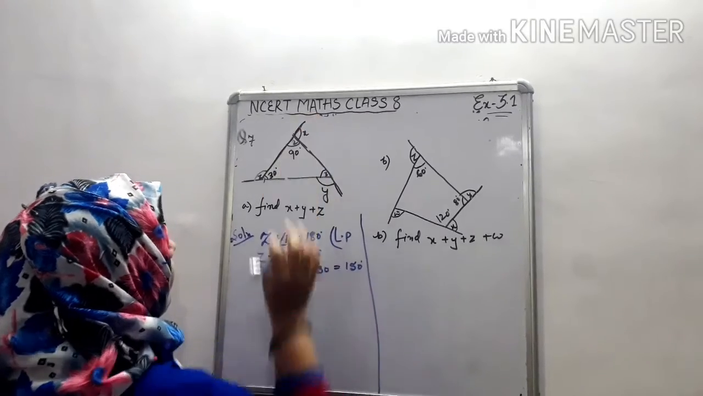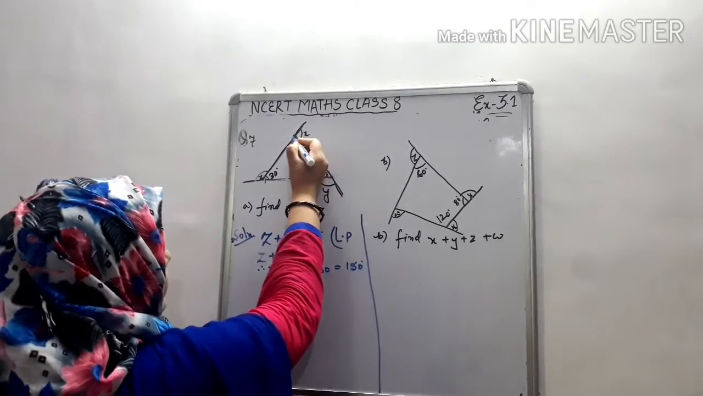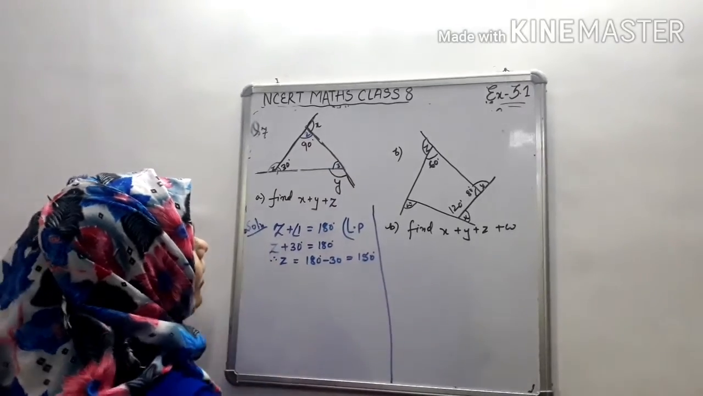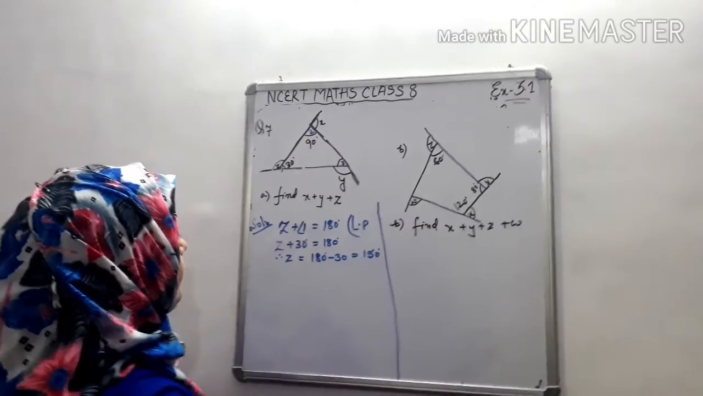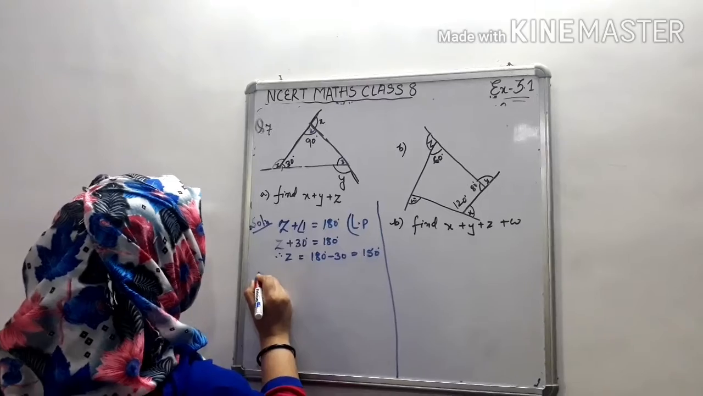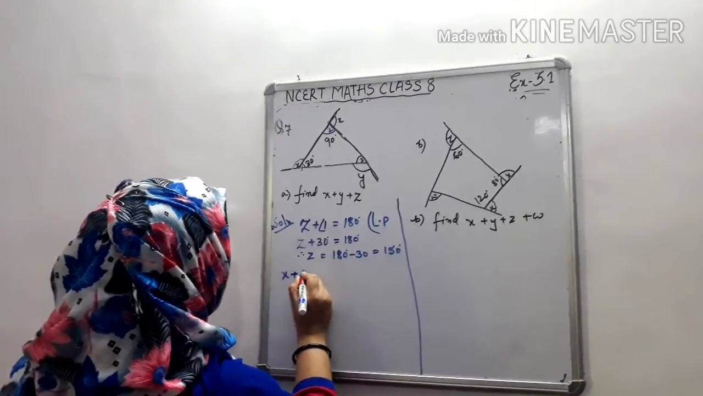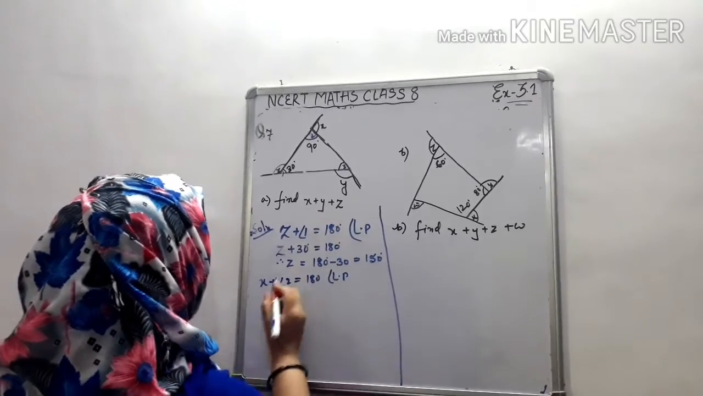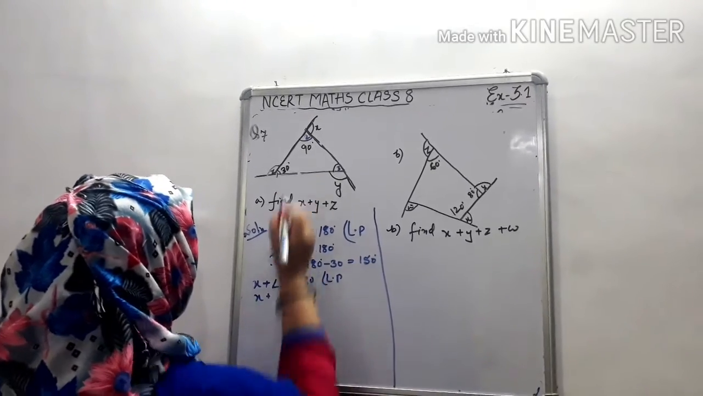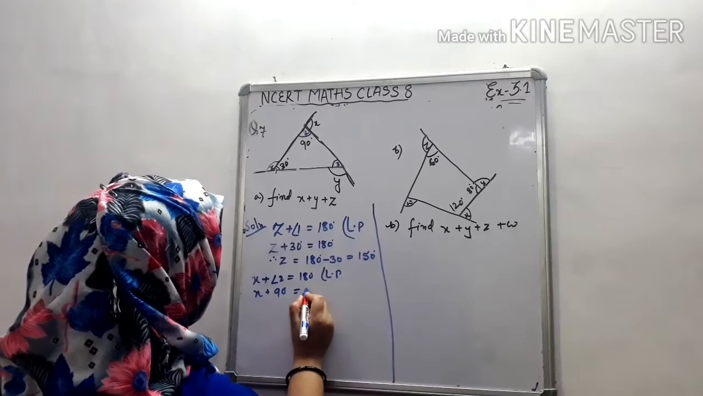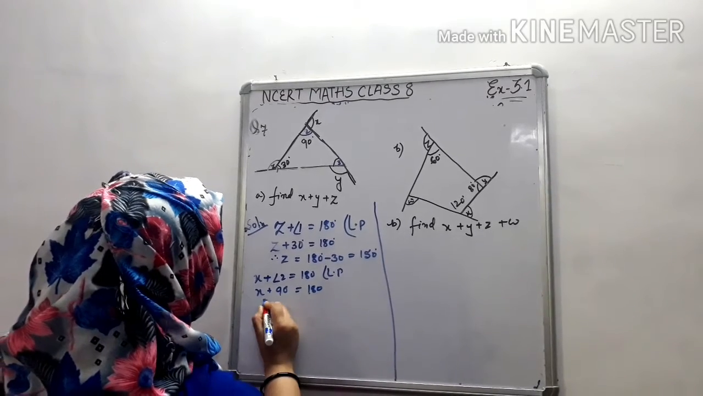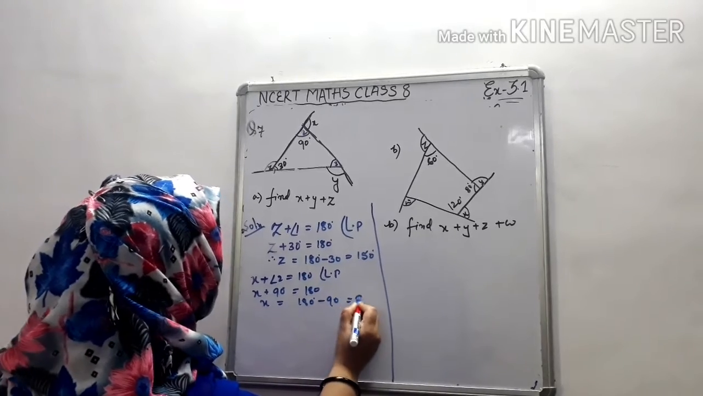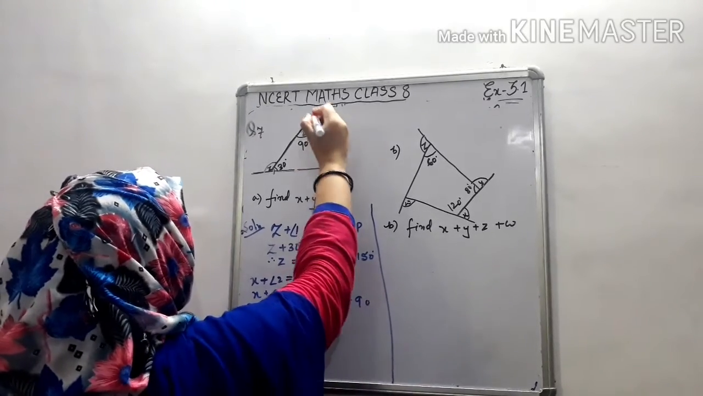Okay. Now x plus angle 2. This angle 2 we have supposed is 90 degree. So x and angle 2, it is also forming a linear pair. So just look here again. x plus angle 2 is equal to 180 degree, linear pair. Now what is the value of angle 2? 90 degree. So x is equal to 180 degree minus 90 degree is equal to 90 degree. The value of x is 90 degree.